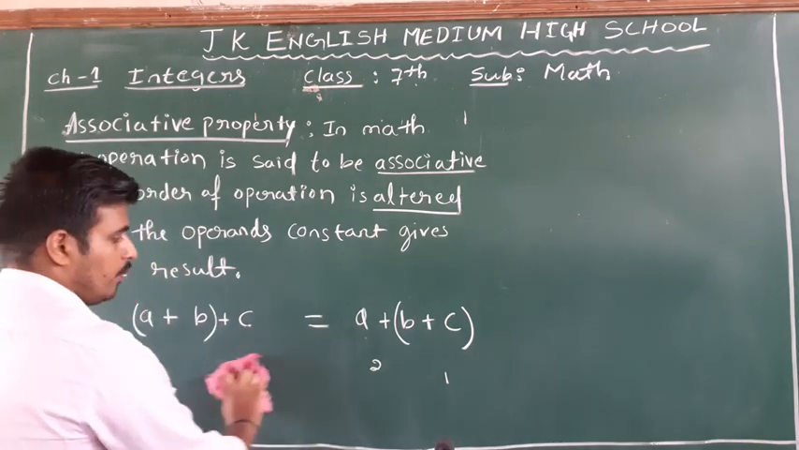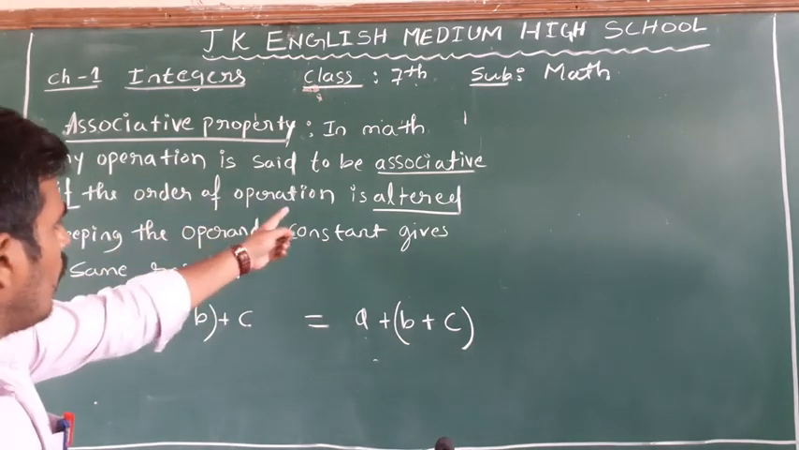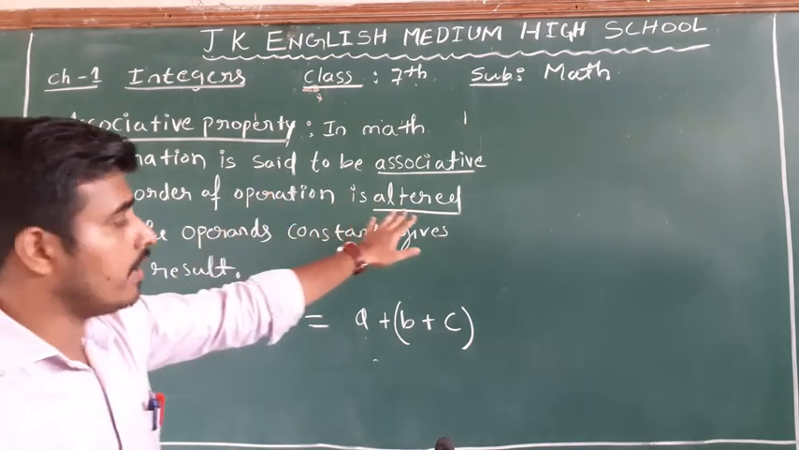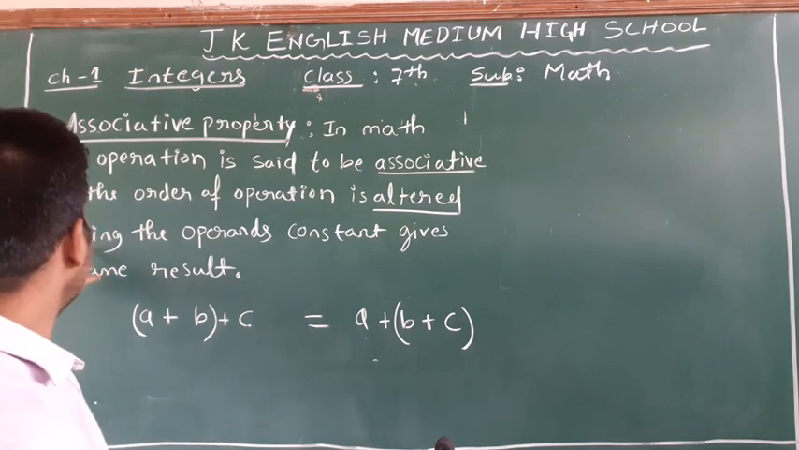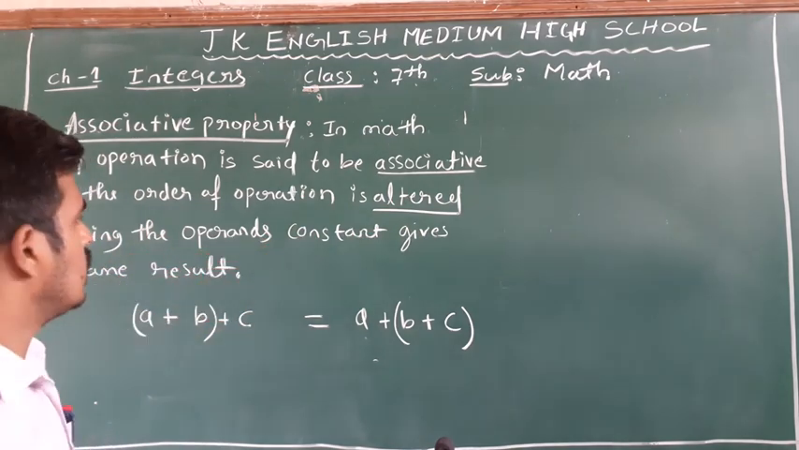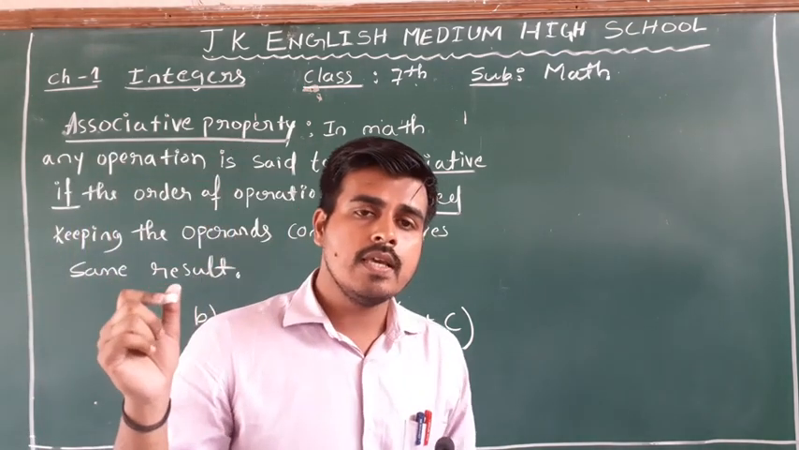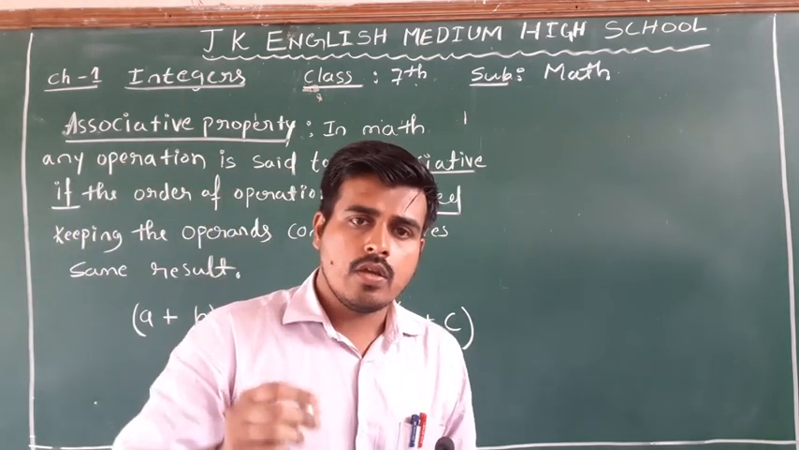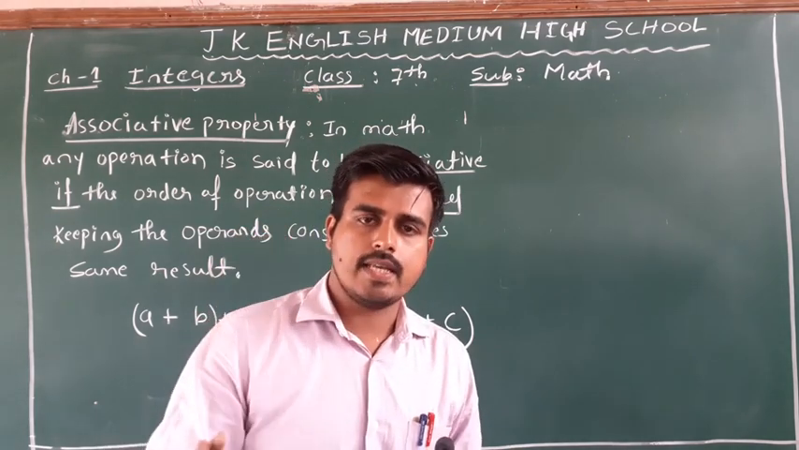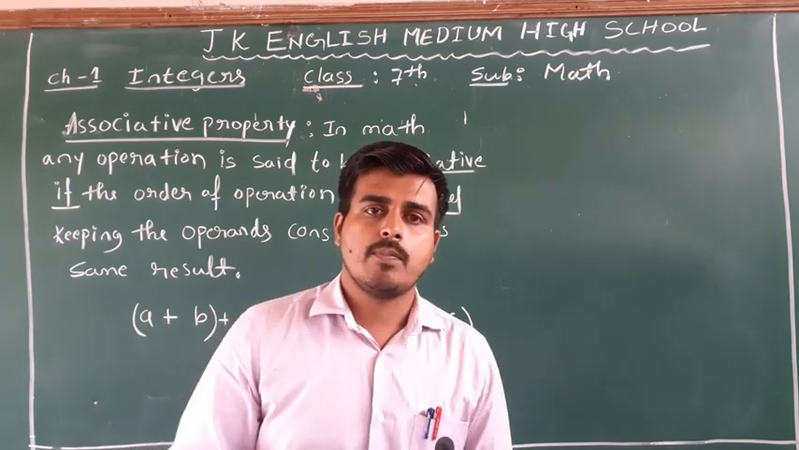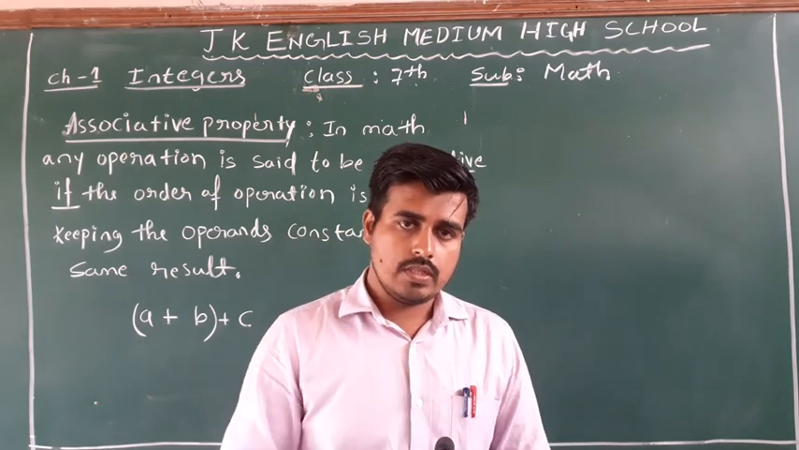Okay, just for an example, the order of operation is altered, changed, keeping the operands constant, operands are not moved. What happens in commutative property? In commutative property, operation remains constant. Operation is at the same place only. Operands are exchanged. In place of B, A will come. In place of A, B is moved. So this is commutative property.